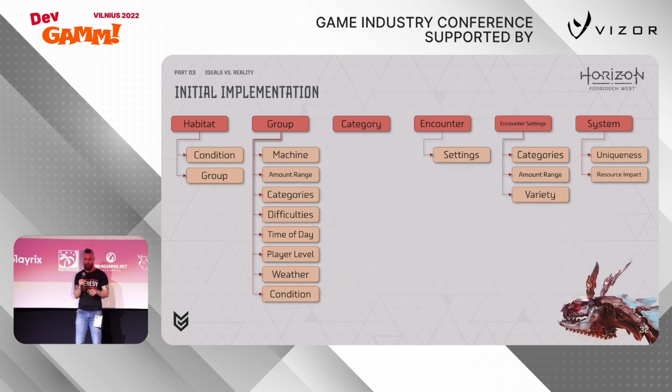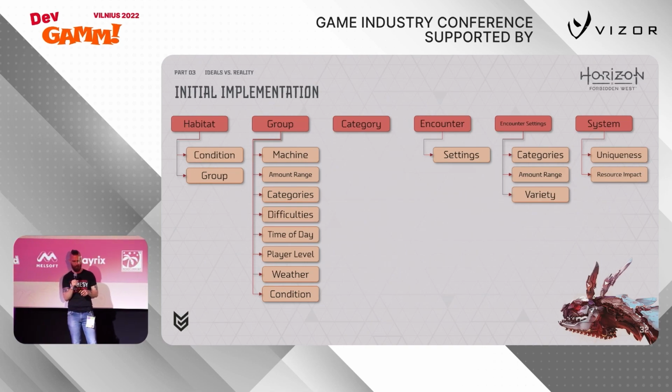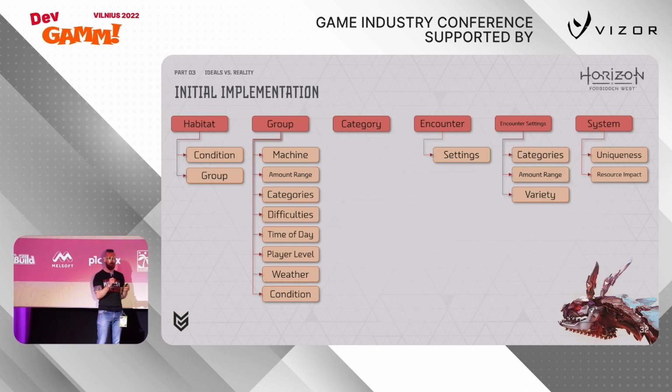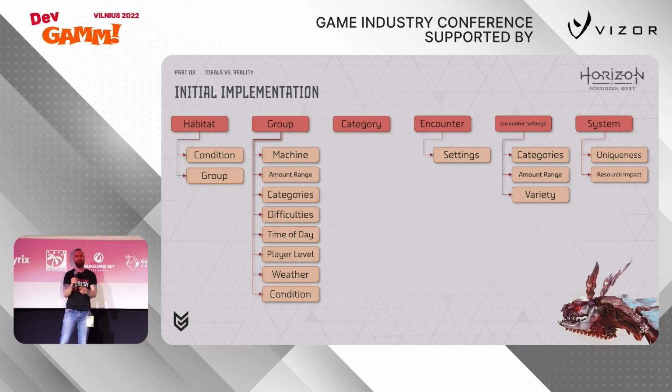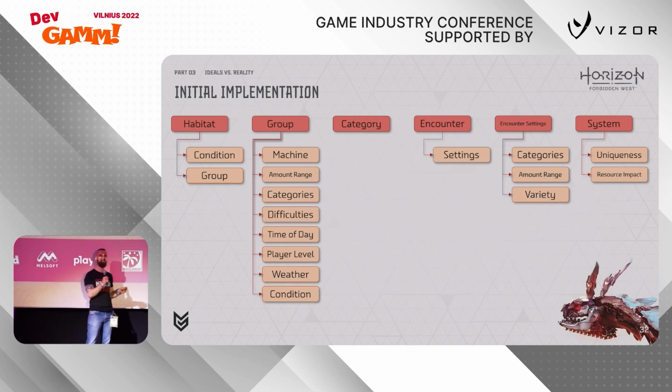An encounter is what is placed in the game world and what would do the actual spawning. And in order to make things easier, encounters could share settings. Encounter settings specify the configuration of a specific set of encounters. And the system is a centralized manager which controls everything, and it also had certain special parameters that we could control.